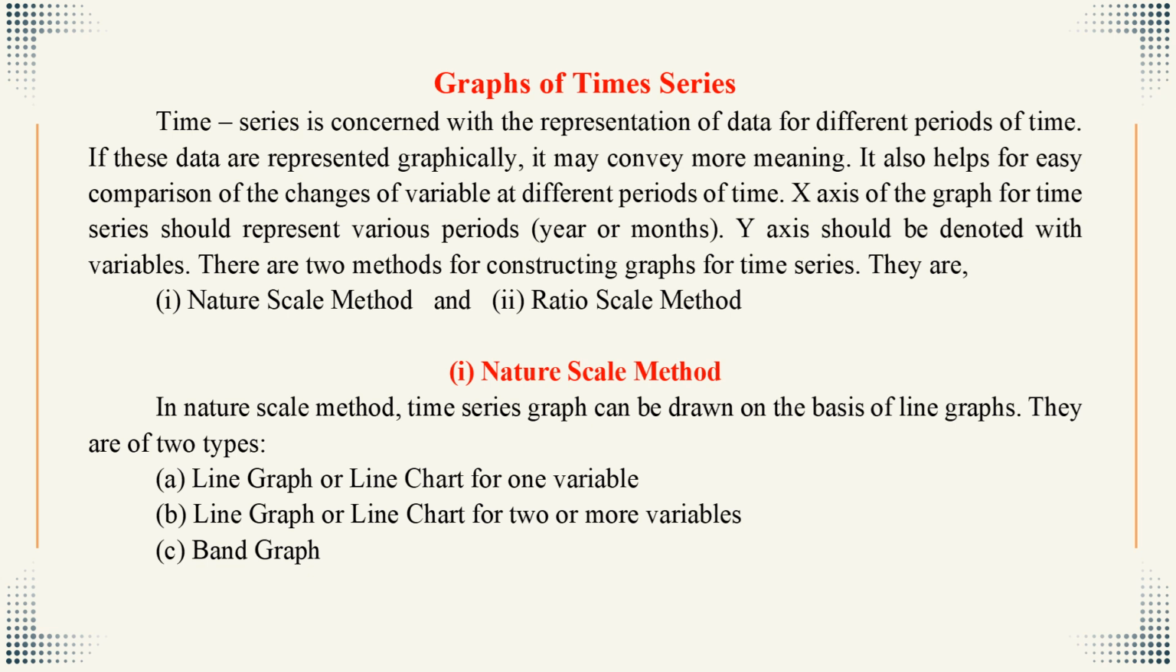There are two methods for constructing graphs for time series. They are the natural scale method and the ratio scale method. The first one is the natural scale method. In the natural scale method, a time series graph can be drawn on the basis of a line graph. They are of two types: line graph or line chart for one variable, and line graph or line chart for two or more variables. Then the third one is the band graph.